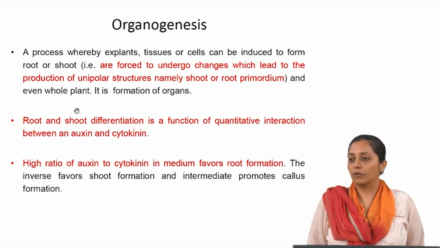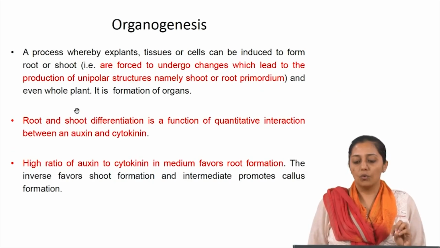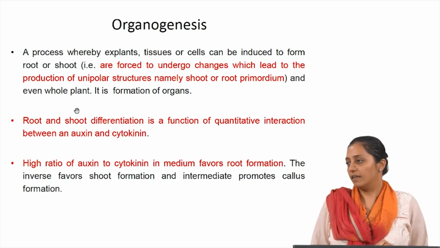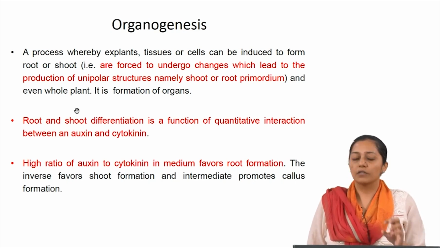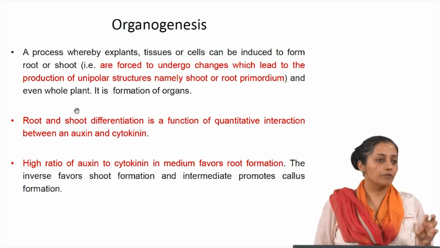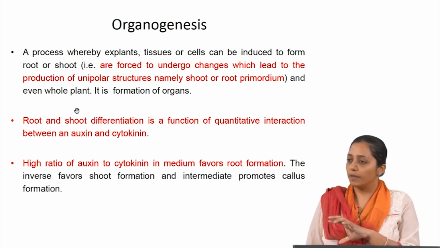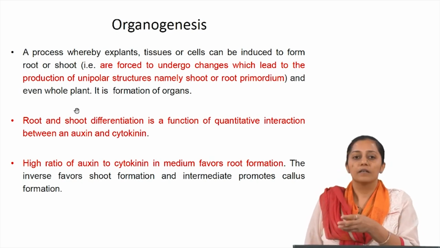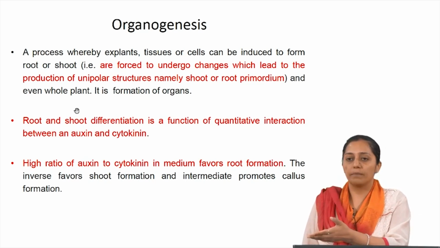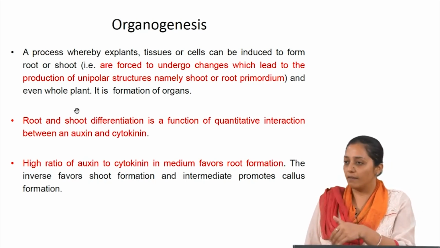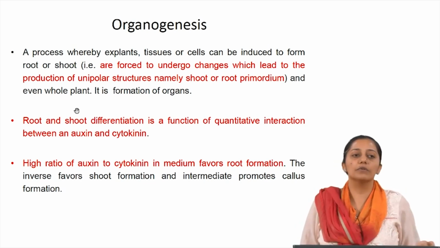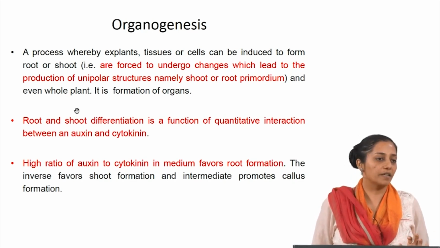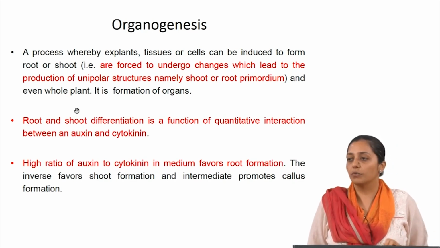Now, what happens in organogenesis? The cells are forced to undergo changes which can lead to the production of unipolar structures, as I said, generally shoot. So, when shoot multiplication is done for regeneration, it is shoot bud primordium which comes out, you get multiple shoots, and then later you put them into a root inducing medium such that these shoots will have roots before they are transferred to the fields. So, in organogenesis, shoot bud primordium is the objective when you are trying to regenerate into new plantlets.